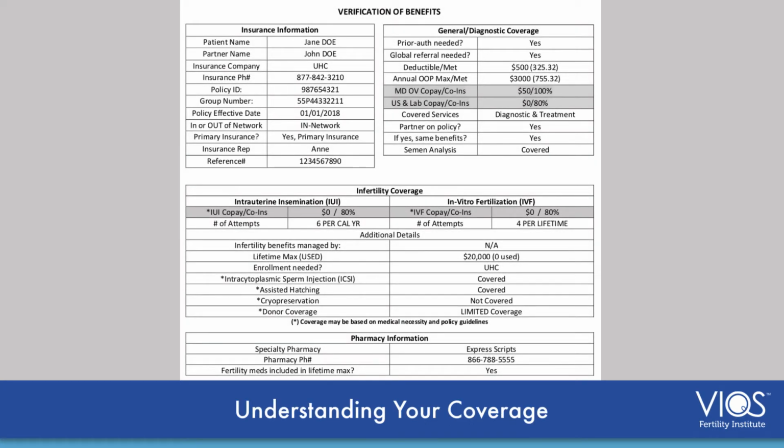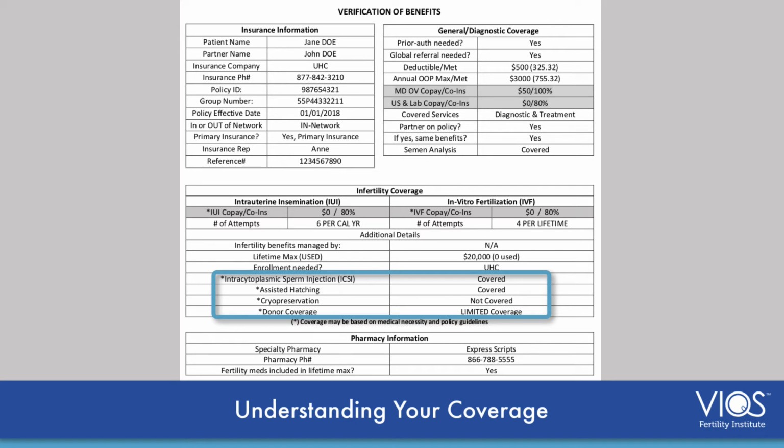Let's take a look at an example. On this VOB report, you will see that this patient has diagnostic and treatment coverage. The patient's policy limits the number of IUIs or artificial insemination attempts to 6 times per calendar year and 4 in vitro fertilization attempts per lifetime. Additionally, they have a lifetime max infertility benefit amount of $20,000, and as of the date of verification, nothing had been met towards that amount, which means they just haven't used any of their infertility benefits yet.